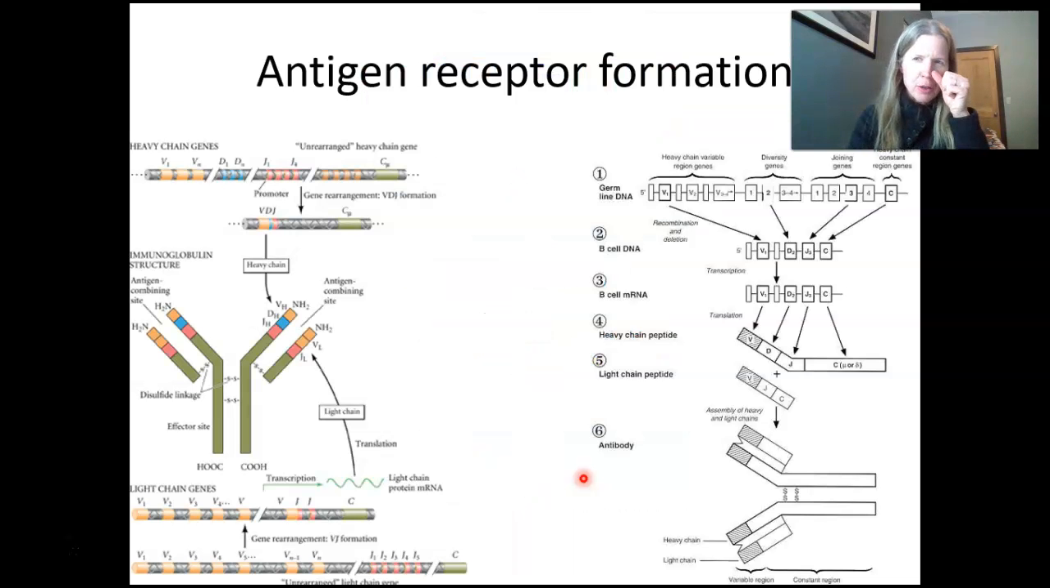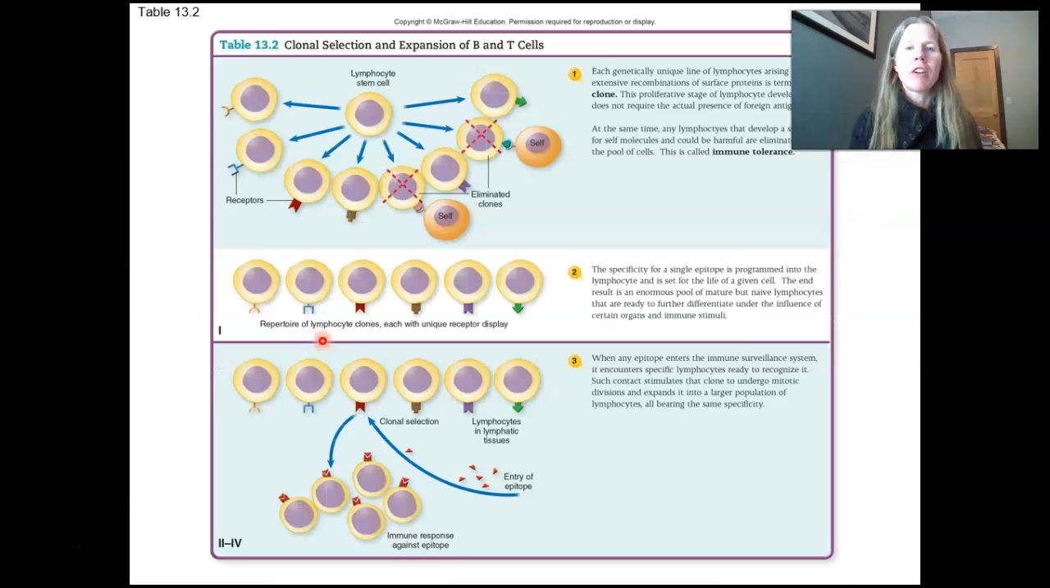Okay, so this is like a little nerdier version of that same picture, but again, showing that the variable region is what changes. And again, this is due to kind of a genetic recombination. So each lymphocyte is going to look very different.